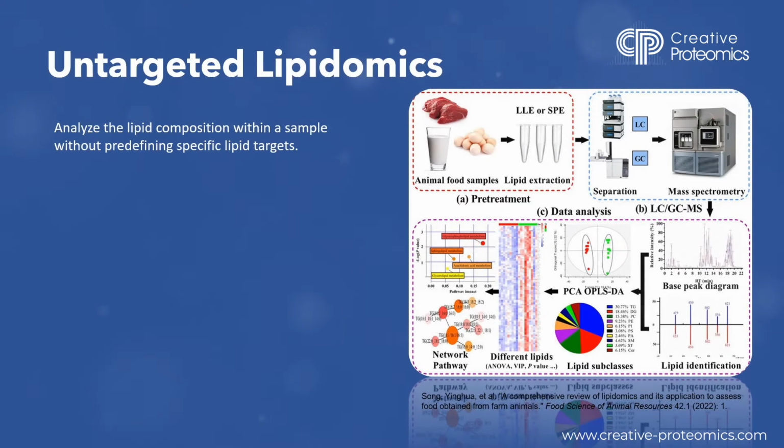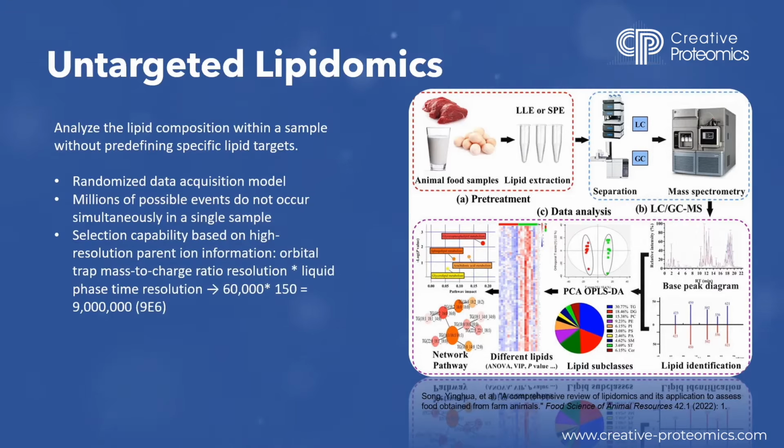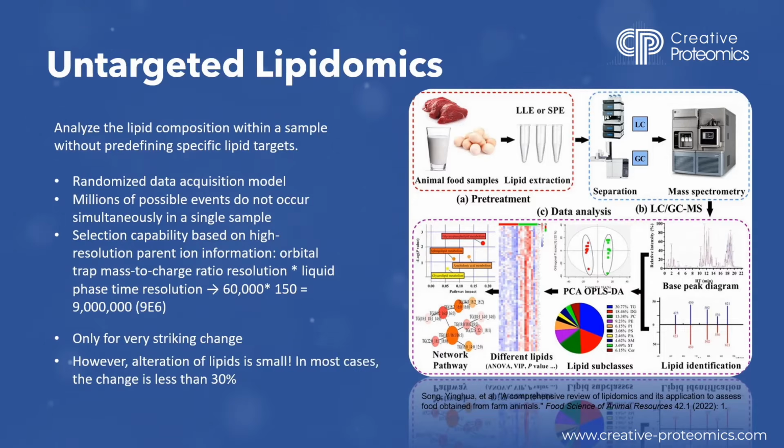There are two main strategies: untargeted and targeted lipidomics. The goal of untargeted lipidomics is to comprehensively analyze the lipid composition within a sample without predefining specific lipid targets. This approach allows for a broad and unbiased exploration of lipid species present in the sample.